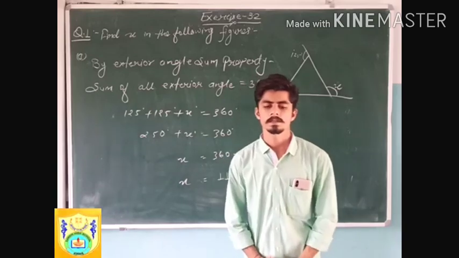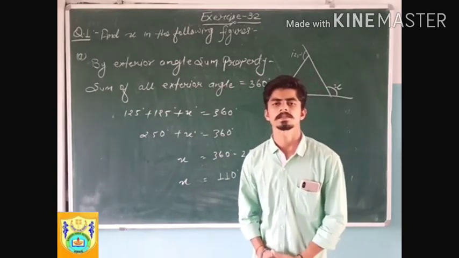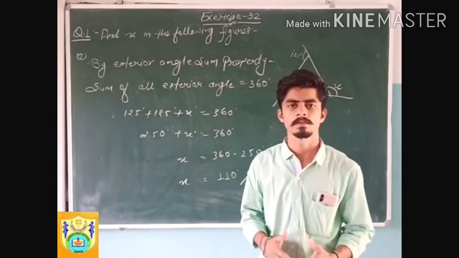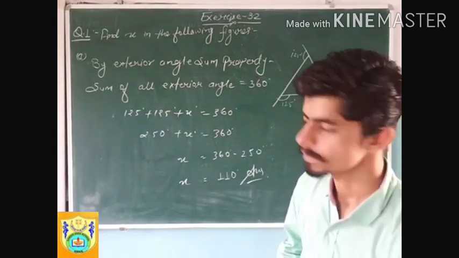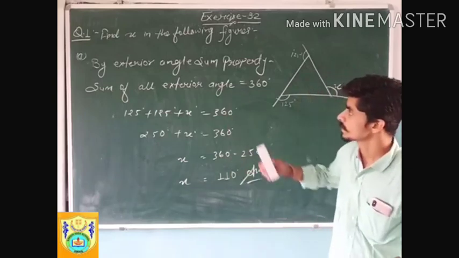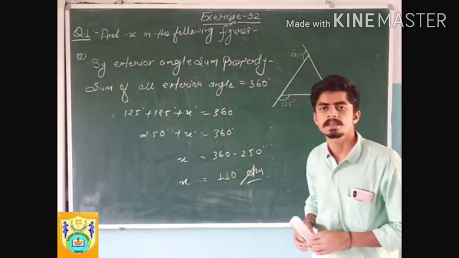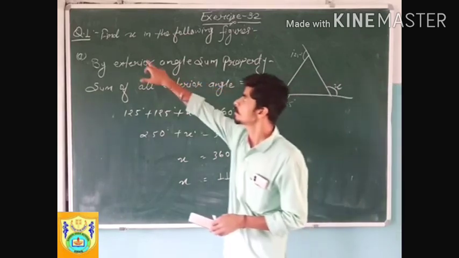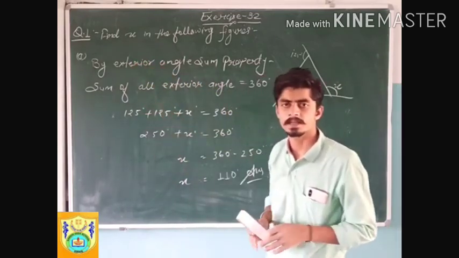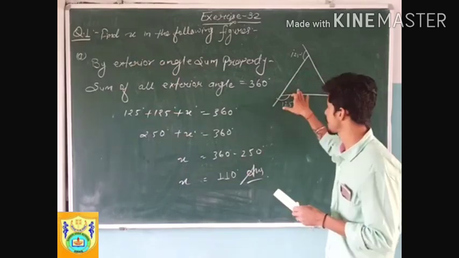Good morning, dear students. Yesterday we covered exercise 3.1 and today we will start exercise 3.2. In the first question, we have to find the value of x, which is an exterior angle of a polygon, which is a triangle.